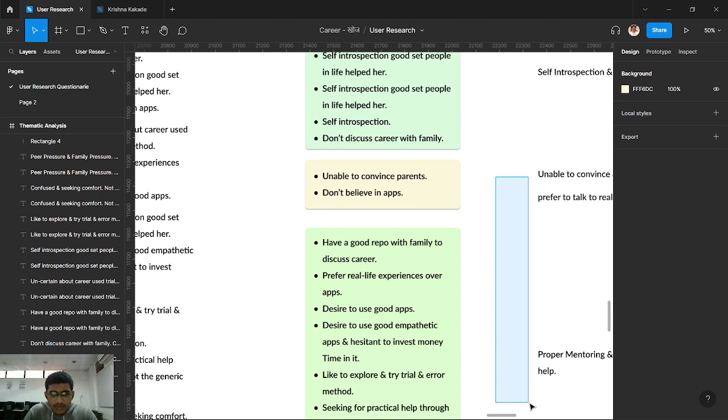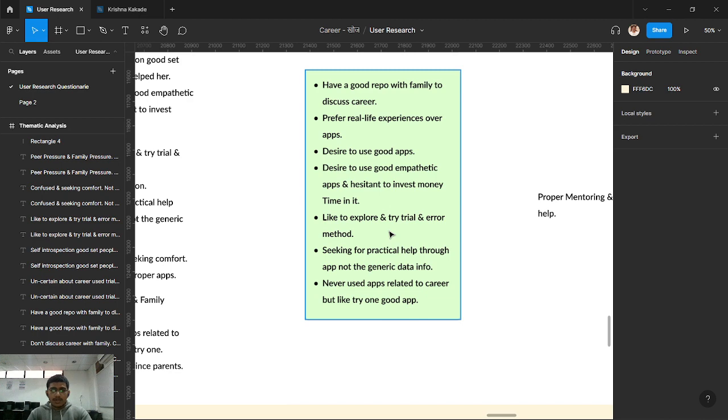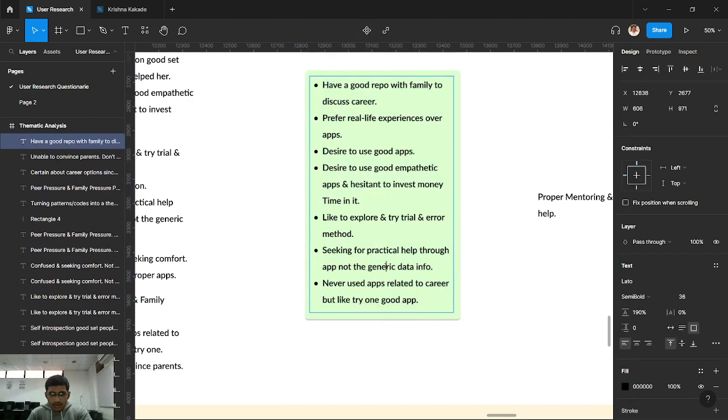Don't believe in apps. Have a good rapport with family to discuss career. Prefer real life experiences over apps. In this case, we can introduce real life experiences of people, how they used this application and discovered their career for themselves. Desire to use good and empathetic apps. Like to explore and use the trial and error method. Seeking practical help through an app, not generic data and info. Never used apps related to career, but like to try good ones.